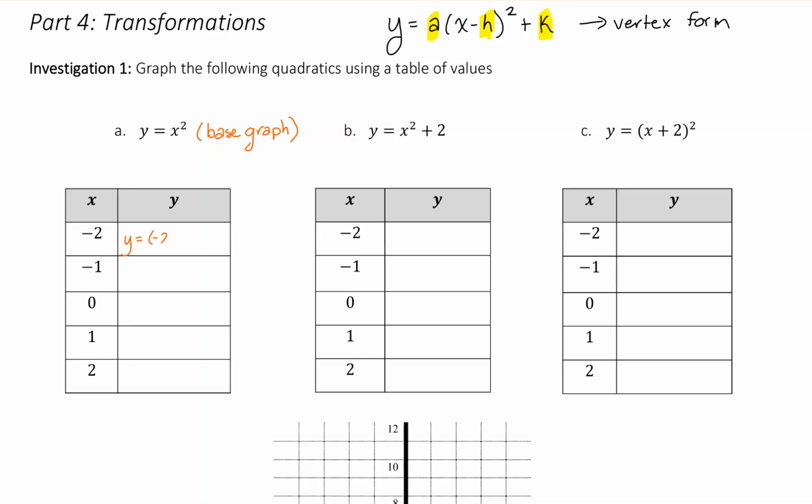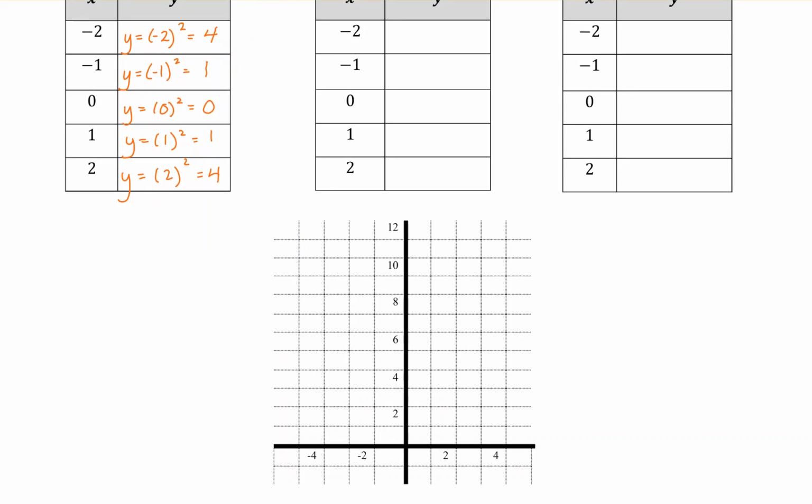So let's do that. I'm going to plug in -2 for x, and if you square that, you get 4. I'm going to continue to do that for all these values of x in the table of values. If you continue to do that, you should recognize somewhat of a pattern in the table. Now that we have all of these values, we have a list of points we can graph. Let's scroll to our grid here and graph those points.